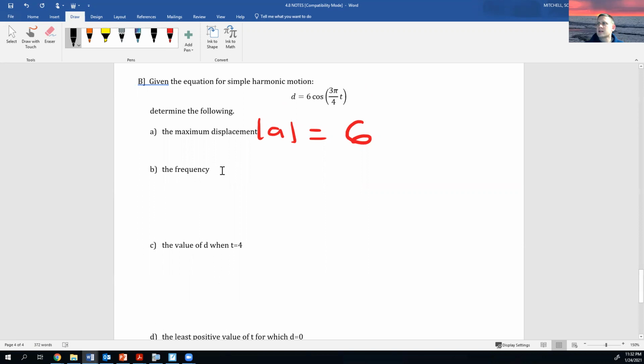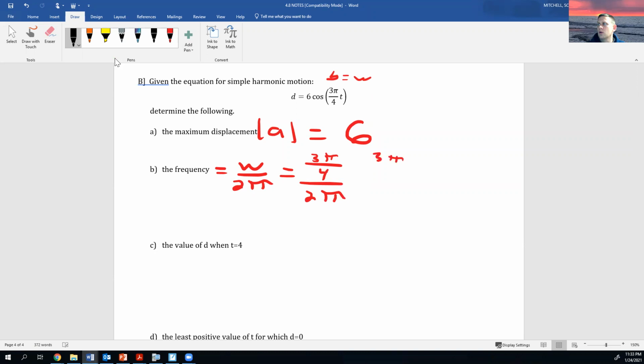Okay. So next we need to find frequency. And frequency, the formula for that is W over 2 pi. Now you can think of it as B over 2 pi. So that's a frequency. I haven't really talked about that yet until we got into simple harmonic motion. So where's W? W is B. So this is B or W. So it's 3 pi over 4 over 2 pi.